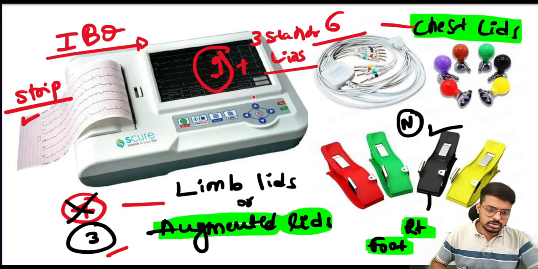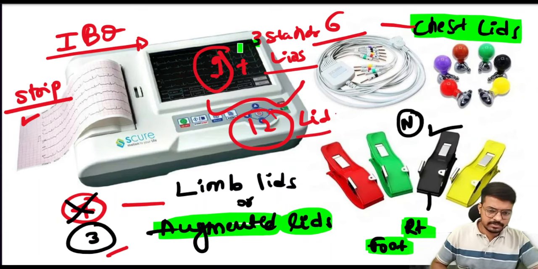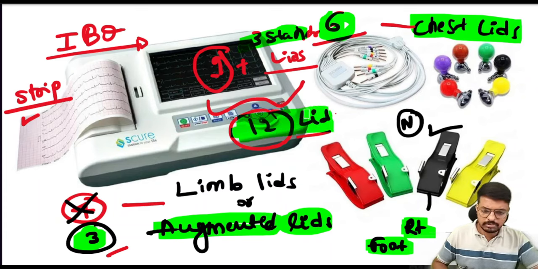Very, very importantly, the total number of leads in a 12 lead ECG is: 3 standard leads, 6 chest leads, plus 3 augmented leads. 3 plus 3, 6. 6 plus 6, 12. So the total number of ECG leads is 12. This may be asked in your exams.